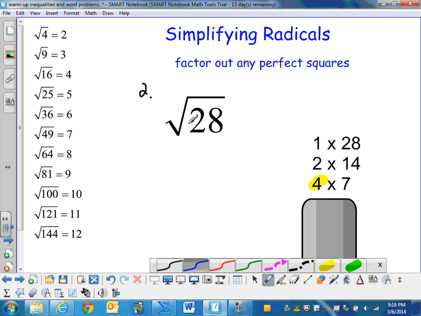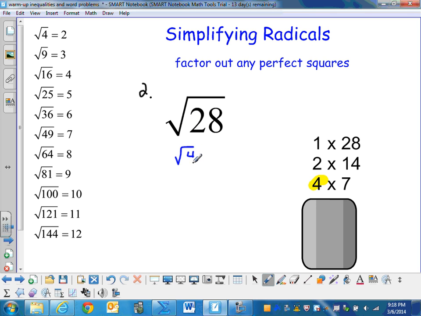I'm going to rewrite the square root of 28 as the square root of 4 times the square root of 7. I'm always going to rewrite the factored form with the perfect square in front. Now I can simplify the square root of 4 times the square root of 7. The square root of 4 is 2, and square root of 7 is simplified. So the square root of 28 is 2 times the square root of 7.